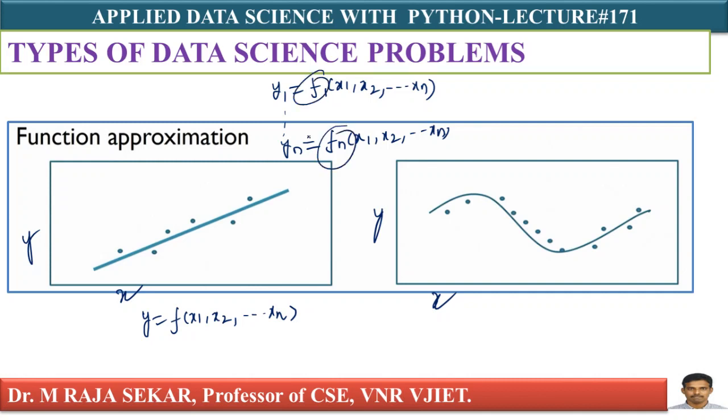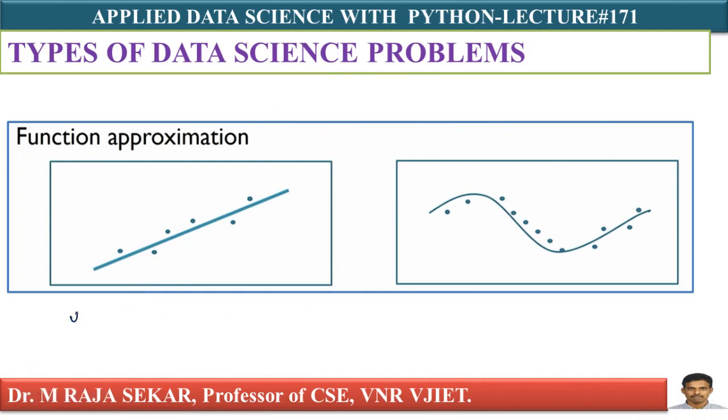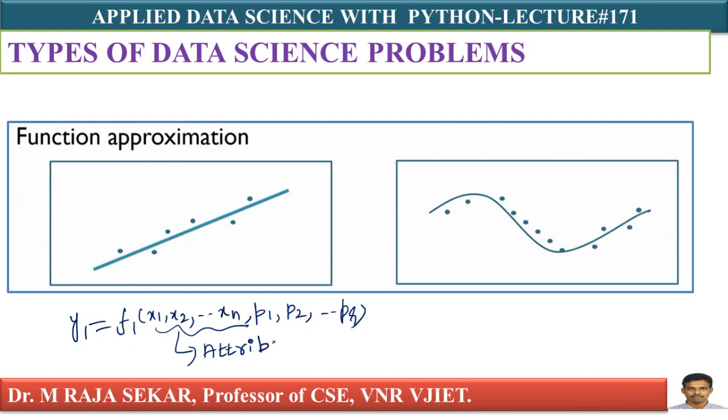Whenever we write a function, this function is typically parameterized. What is the meaning of parameterized? Let me say y1 equal to f1 of x1, x2, so on, xn, p1, p2, so on, pr. These x1, x2 are known as attributes, and these p1, p2, so on, pr are known as parameters.